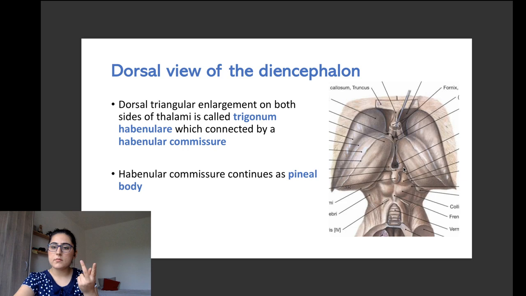They connect, and that connection is called the habenular commissure. Commissure for communication. And from that habenular commissure, we have a bump. Not a bump, but the pineal body. So this, better to say, pineal body, is part of my epithalamus. Remember, we spoke about it. So my epithalamus is this part. These tiny structures over here make up my epithalamus.